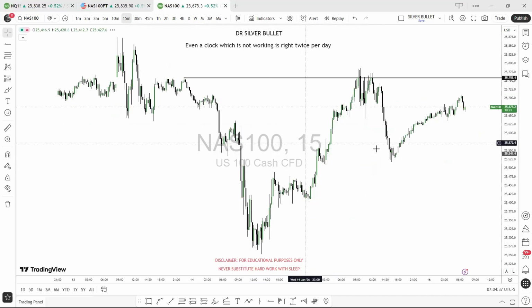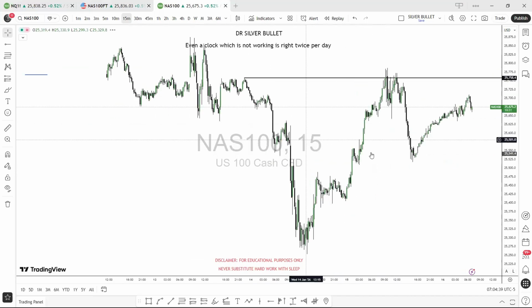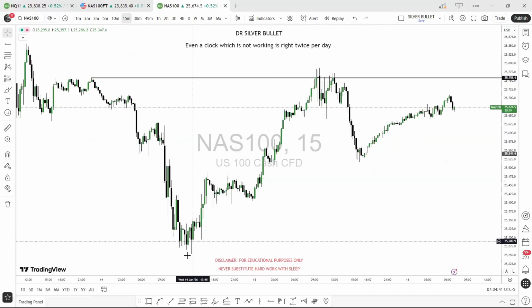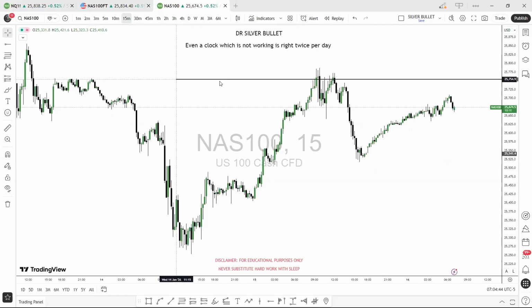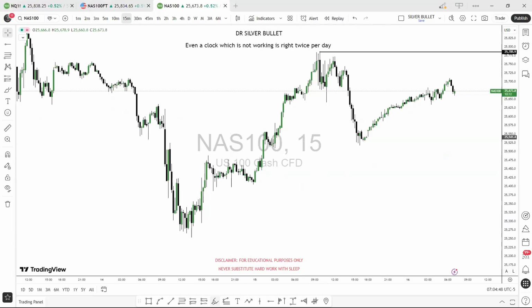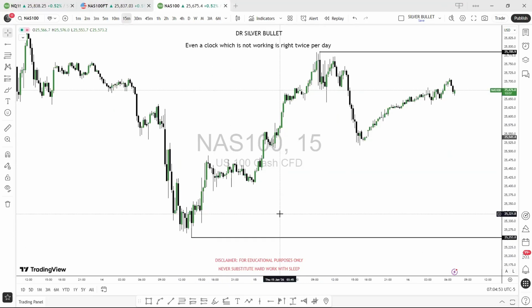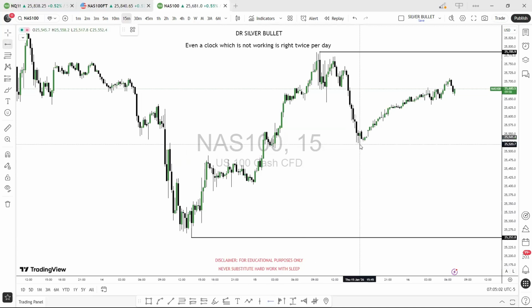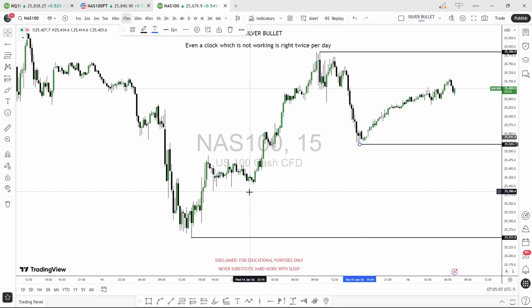So we need to be able to see where our liquidity points are. As I said before, in this leg here, this becomes our high, then this one becomes our low. So in this leg, where is our liquidity point? We have this one here, then after this one, we also have these ones here.